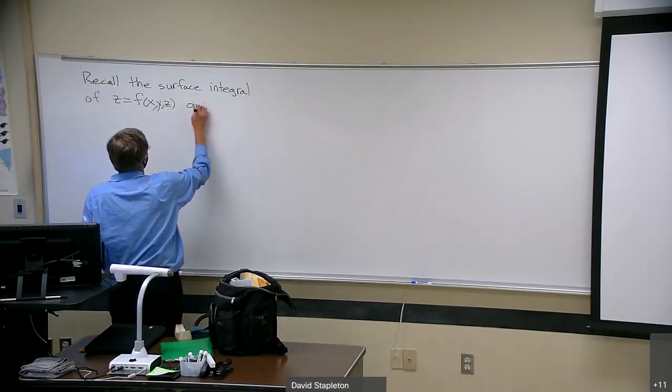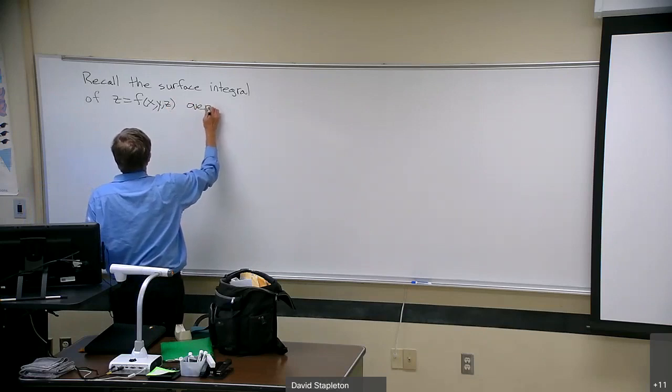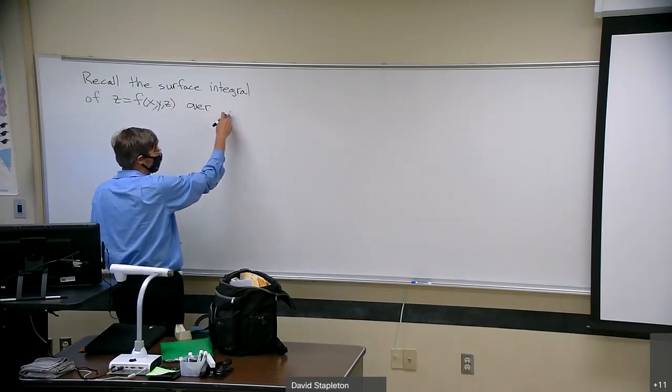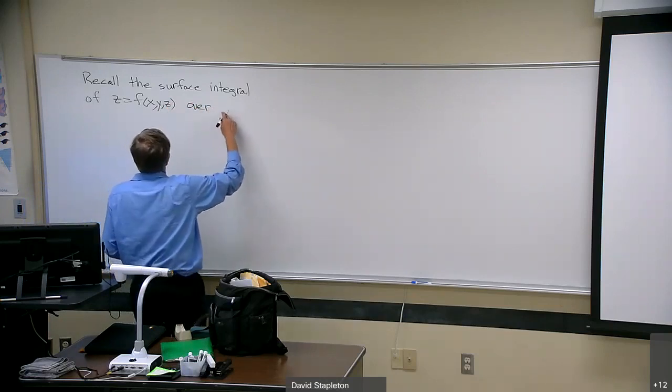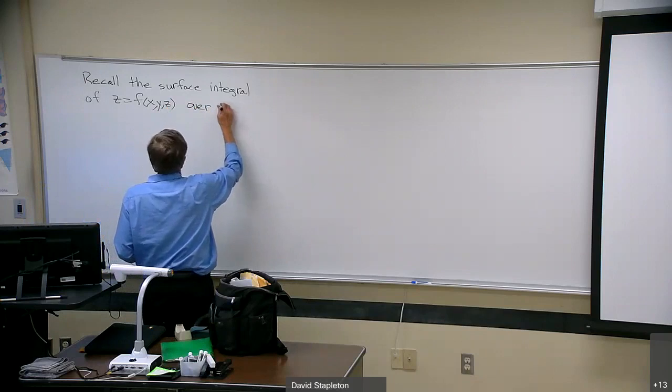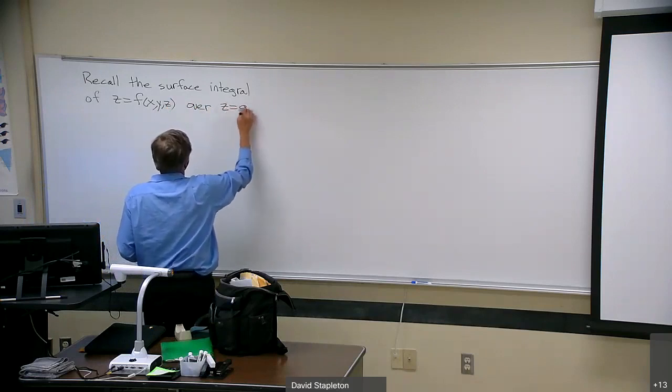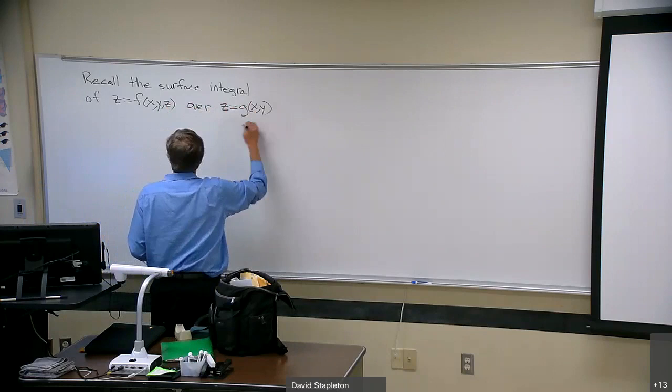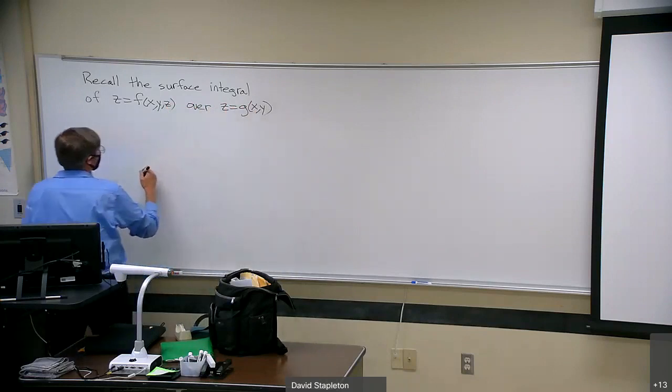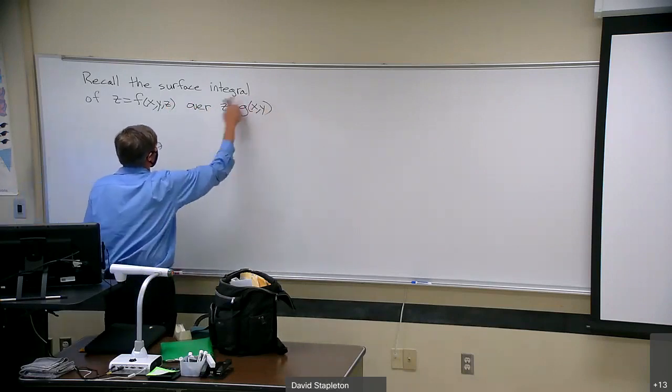Over a surface, I don't remember if I used f and g or g and f. All right, over a surface z equals g of x, y. I think this is the way I wrote it last time, and so you're thinking of this as the surface.